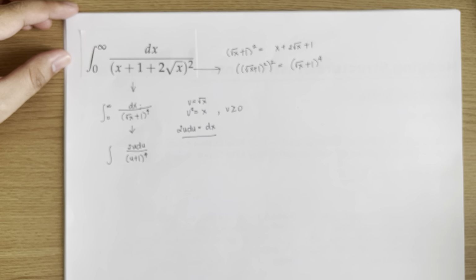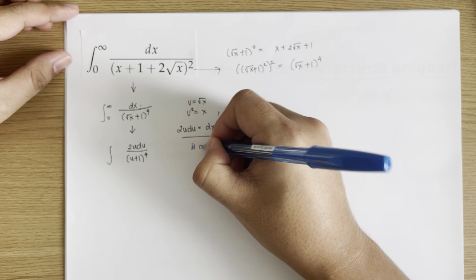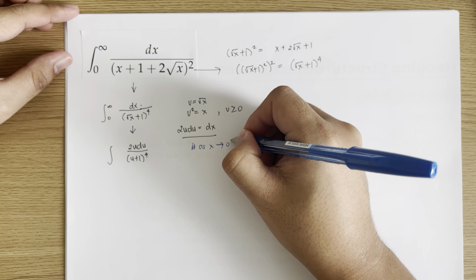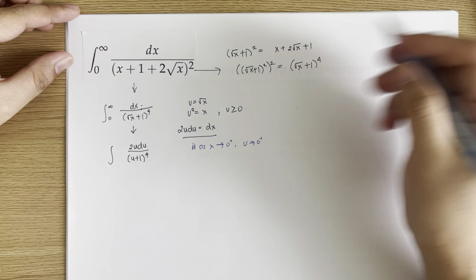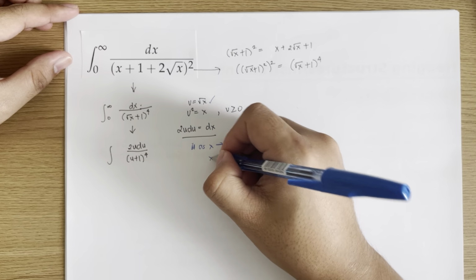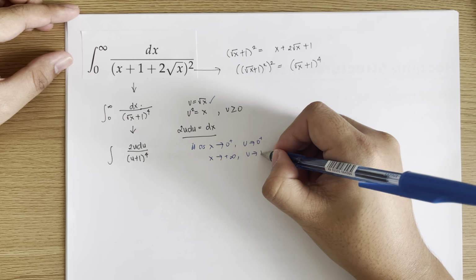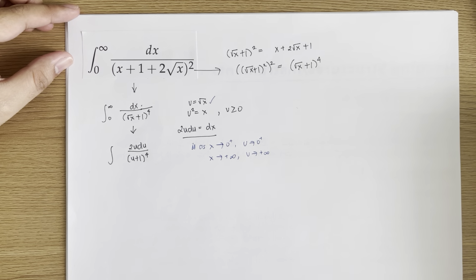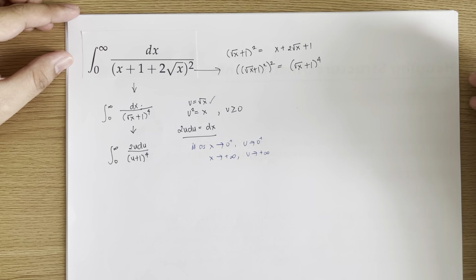Now in terms of the limits of integration, note that as x approaches 0 from the right, u approaches 0 from the right as well, because it's a square root of x. As x approaches positive infinity, u approaches positive infinity as well. In other words, we keep the limits of integration as 0 to infinity.